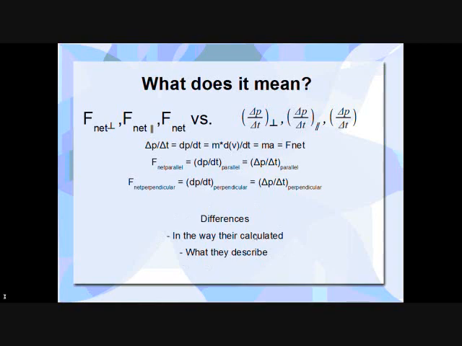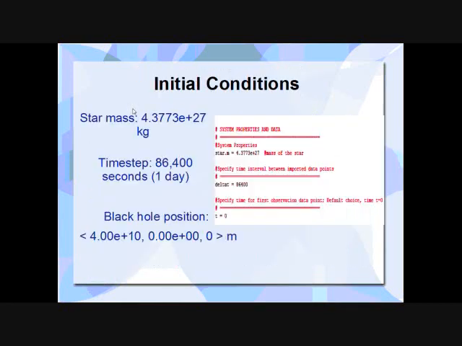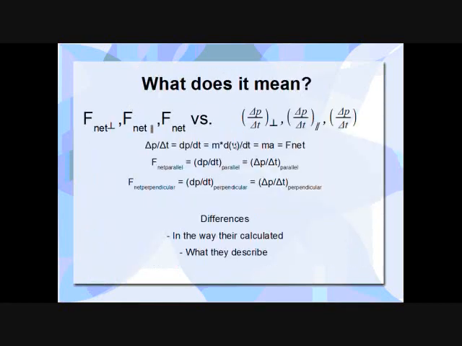F net is essentially derived using the law of universal gravitation, while dp dt is found using an object's velocity to find momentum, and later the change in momentum over change in time to equal dp dt. Moreover, F net can directly affect the motion of the object, while dp dt simply describes the motion of the star.